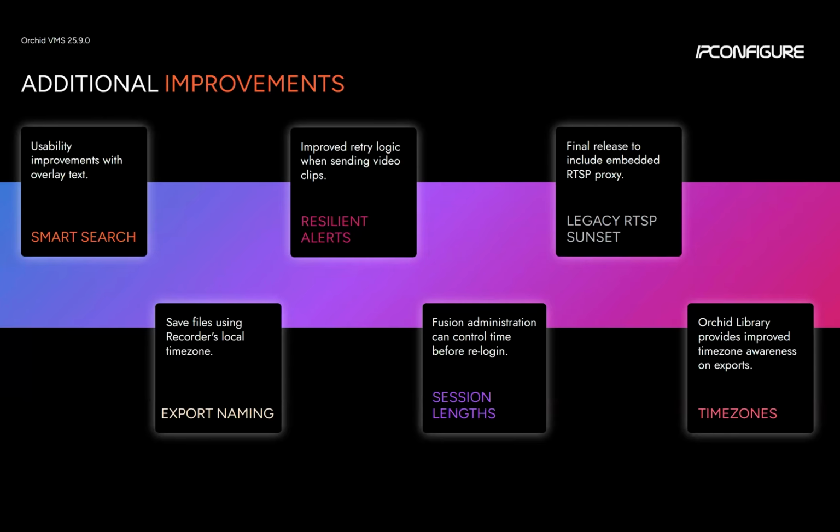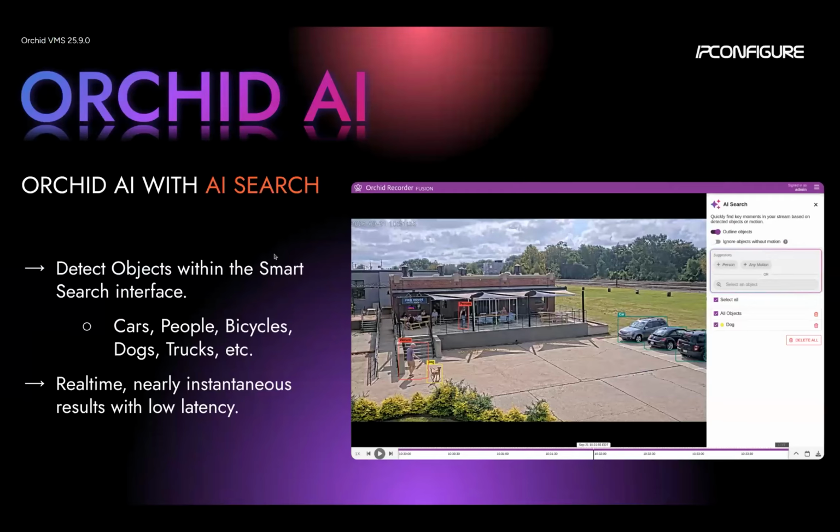All right, now the second really big feature in Orchid VMS, the one that we've been excited to talk about, is Orchid AI. So 25.9 is our first release where we have full AI support within Orchid. It's a native capability. It's shipped with every version of Orchid. And as we designed this Orchid AI system, we thought a little bit about what part of Orchid we want to introduce AI into first.